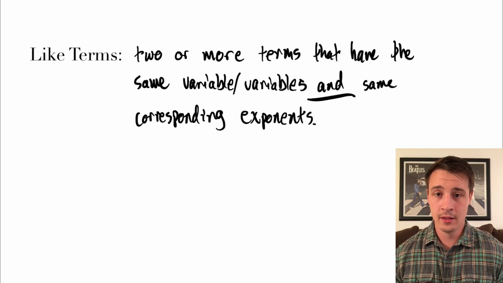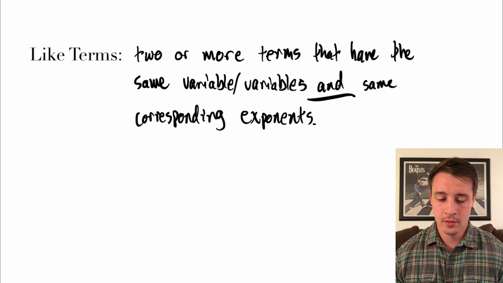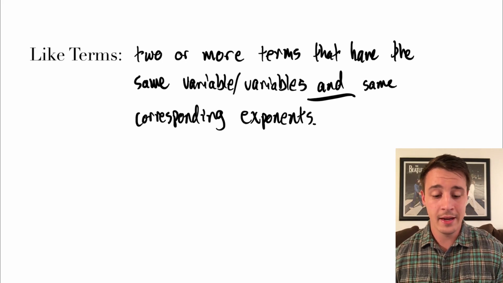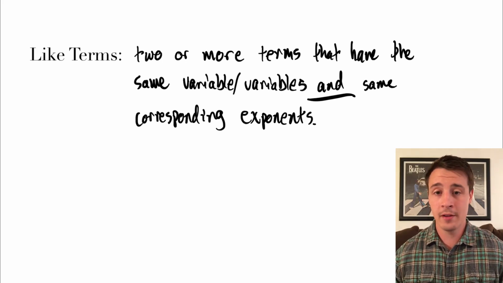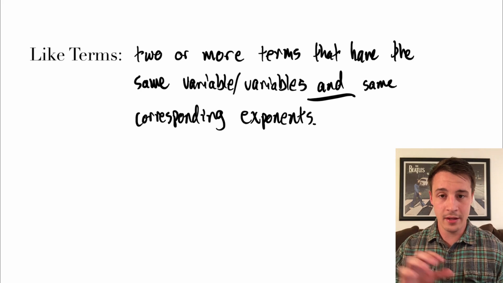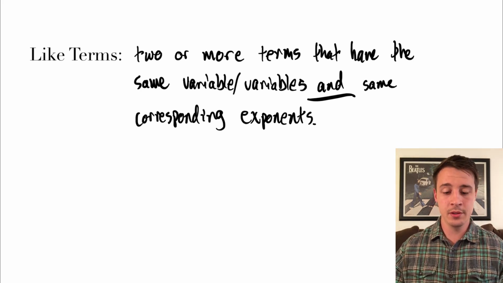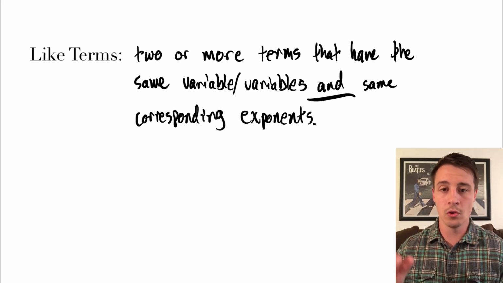Okay, so lastly, what are like terms? Because those are the things we'll be combining to simplify these expressions. Like terms are two or more terms that have the same variable, or if they have multiple variables, they have to have the same exact variables. And each of those variables, if they have an exponent, need to share the same corresponding exponent.